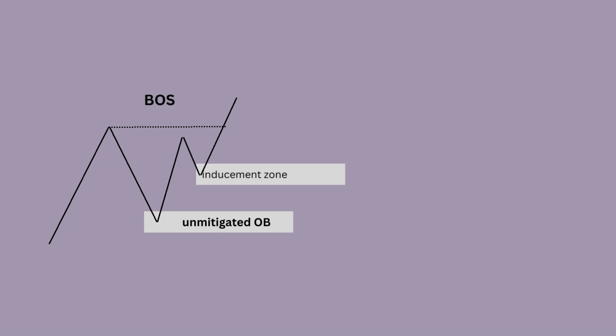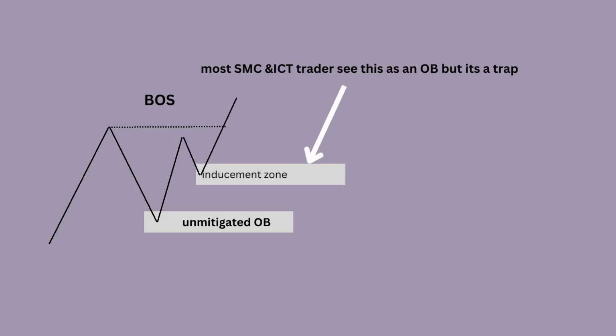The reason why I call this zone inducement is because price tried to move downside to reach the unmitigated order block but failed and turned upside, breaking the recent structure and leaving behind a zone that most SMC and ICT traders may mark as their new order block. But in an actual sense, this is a trap that is set by market makers to manipulate retail traders.